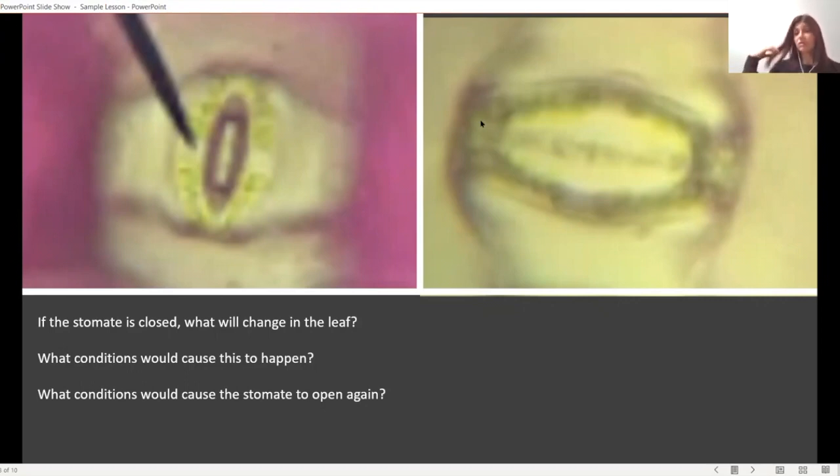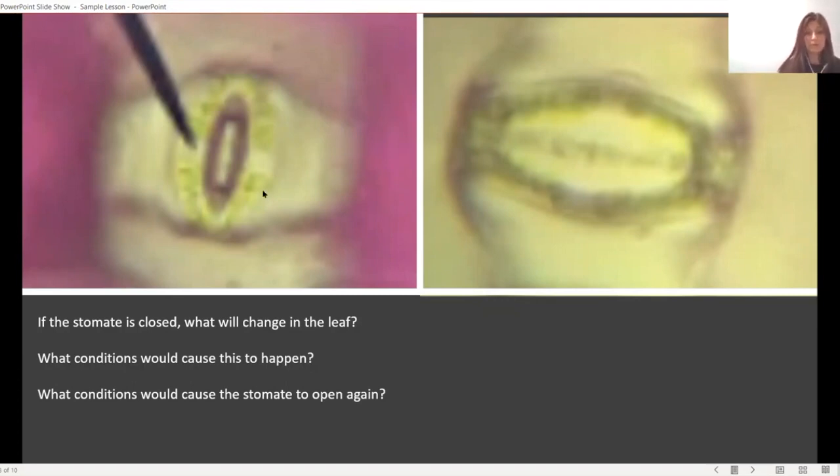Once it's closed, the plant won't lose any more water. It also can't exchange gases though. So it's a catch-22 kind of a thing. If it doesn't have water, it's going to die without the water and wilt. So photosynthesis will have to get put on hold for a little bit.